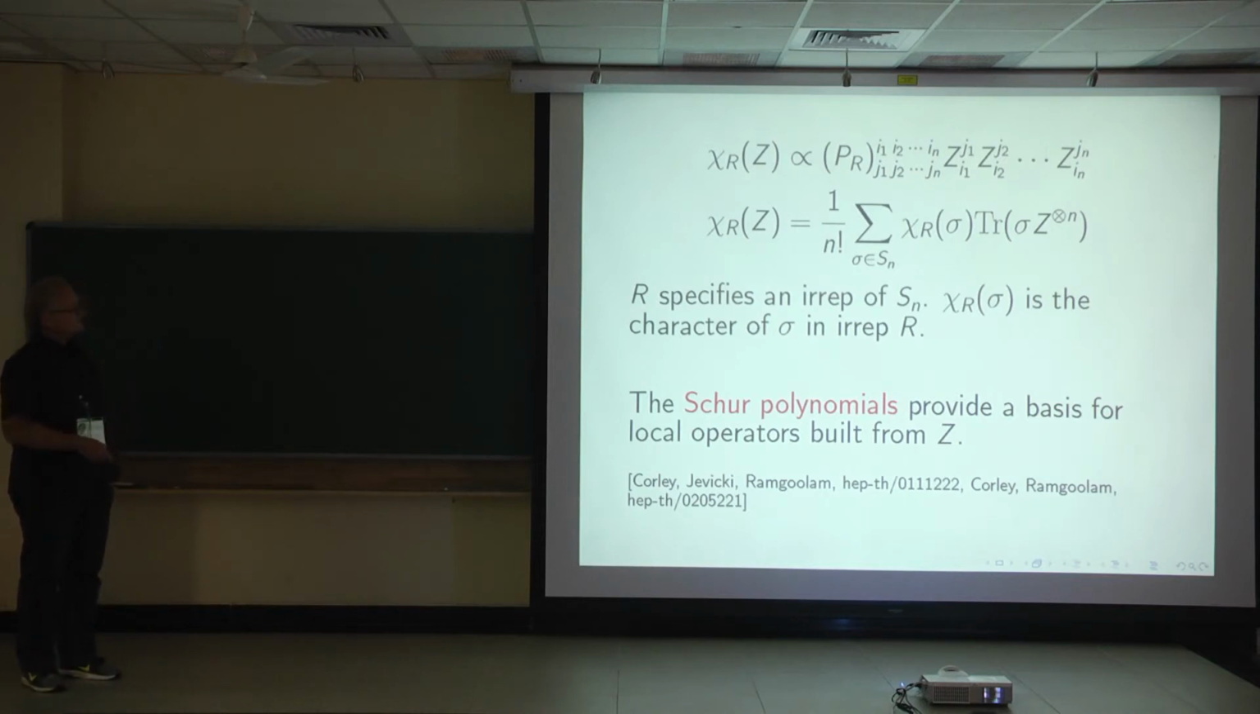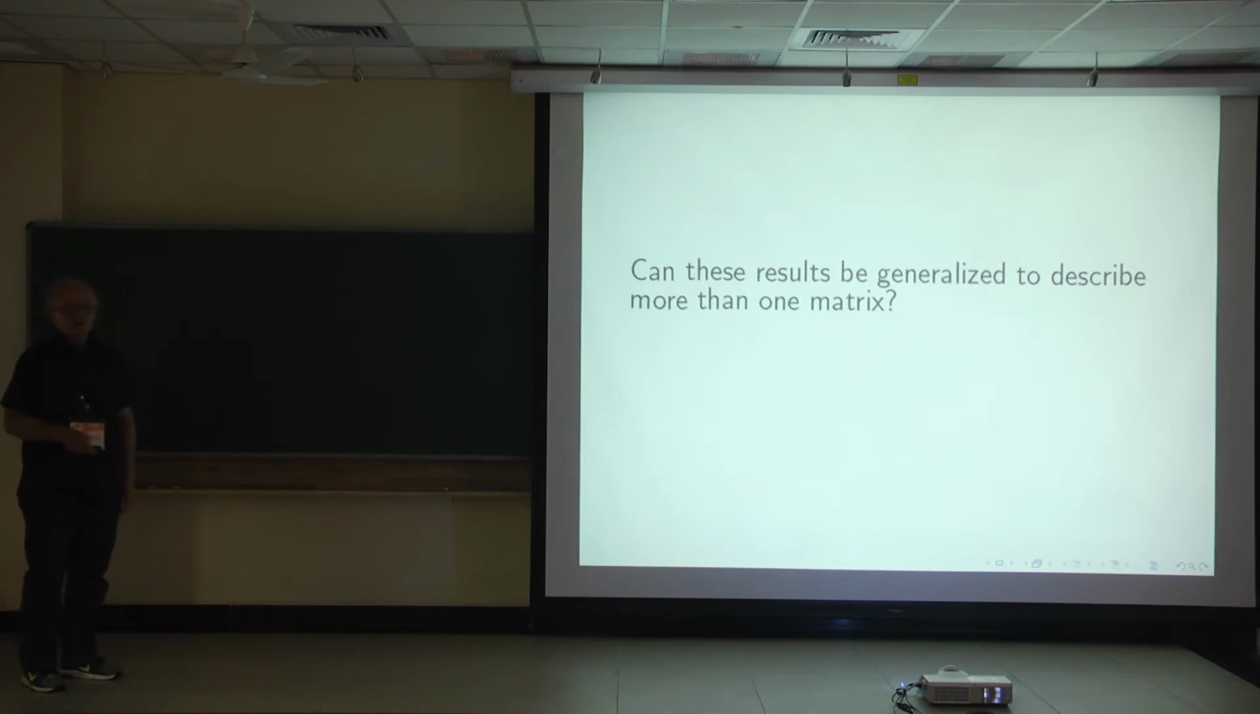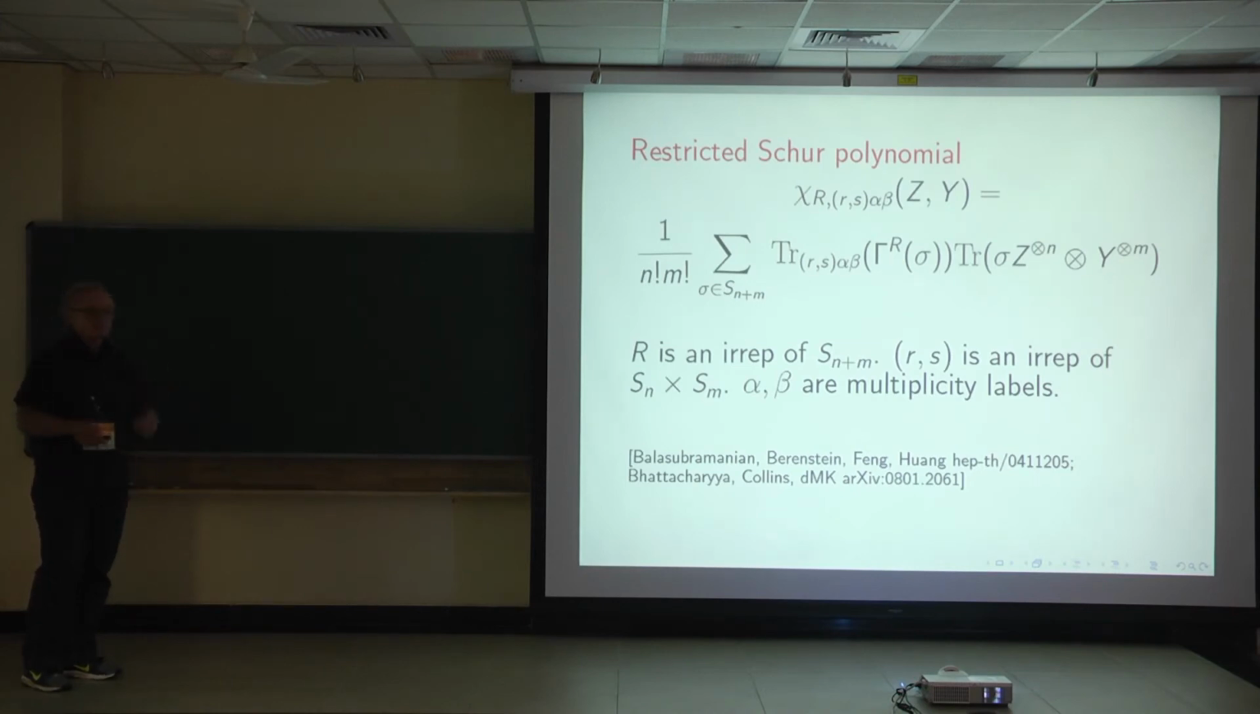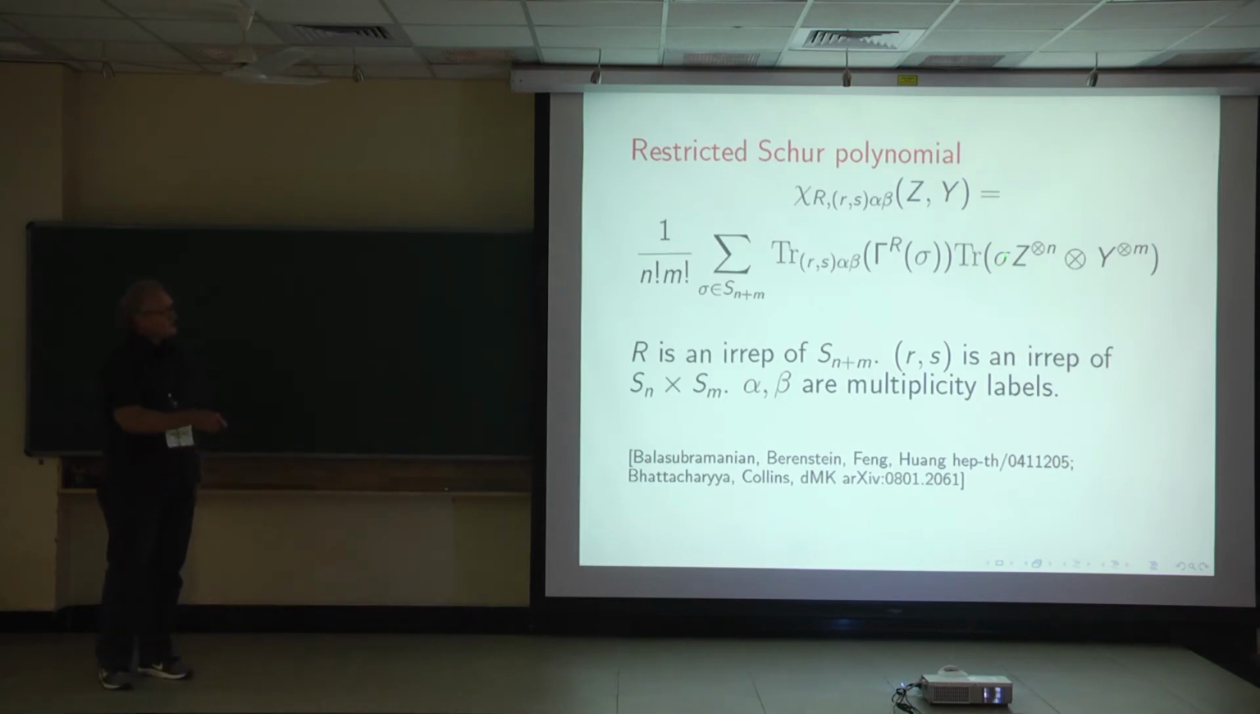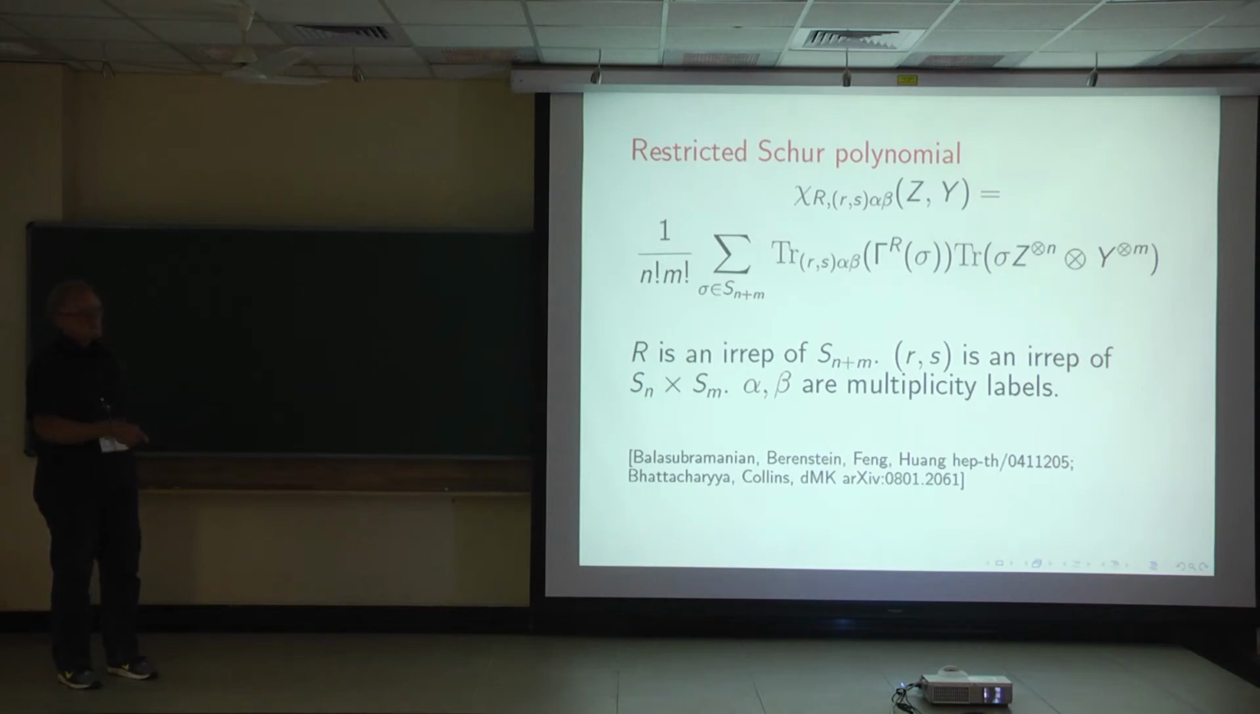So the natural question to ask now is, can these results be generalized to more than one matrix? And the answer is yes. I'm just going to tell you what the answer is. Here, two groups play a role, and it's rather easy to see why two groups play a role. We're building operators with n copies of z and m copies of y. When we build the general multi-trace structure, y's and z's are allowed to appear inside the same trace. So when we write down a permutation corresponding to a multi-trace structure, we need to allow permutations that swap y and z indices. So to write down the structure of the complete set of operators of the theory, we need to allow ourselves permutations that swap z indices and y indices.